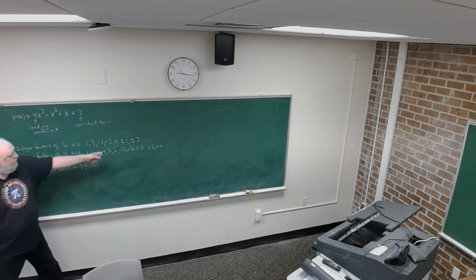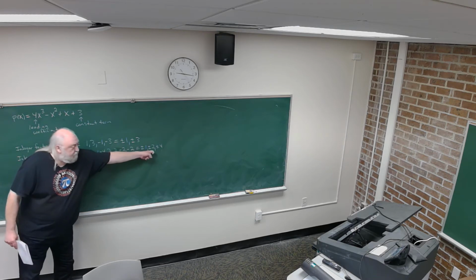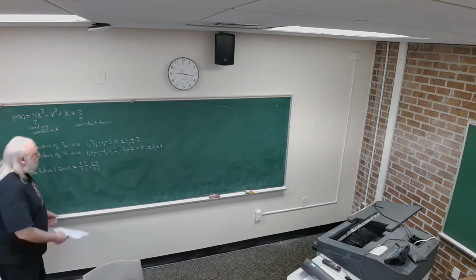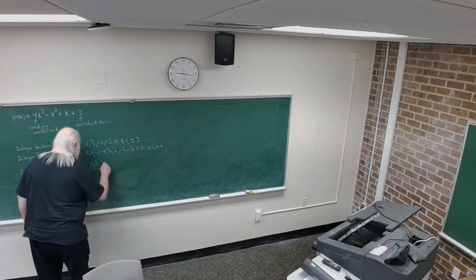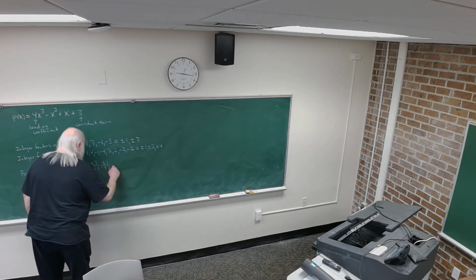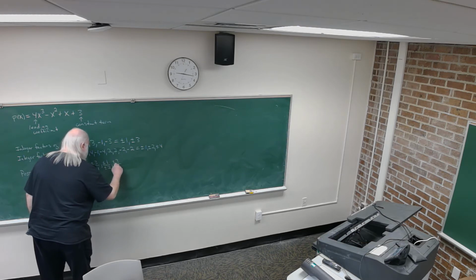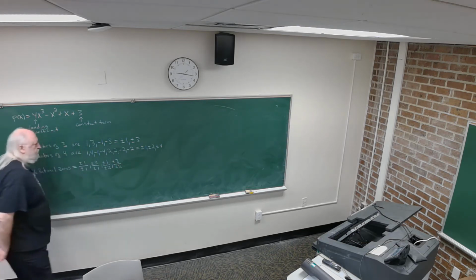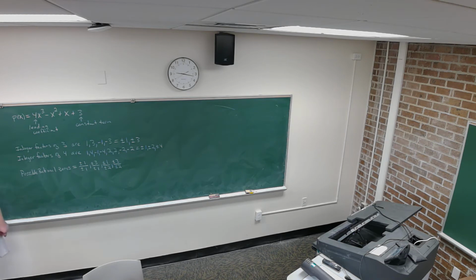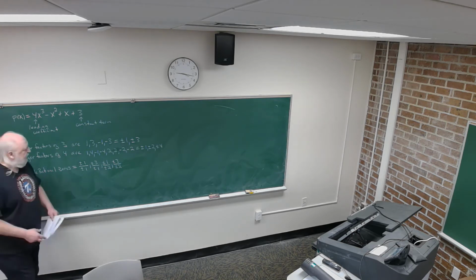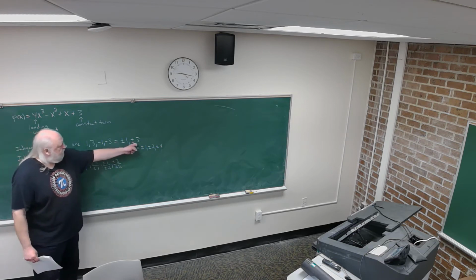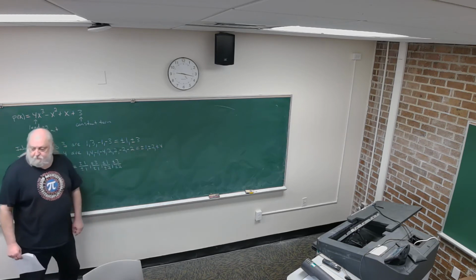And now I got to divide plus and minus 1 and plus and minus 3 by plus and minus 2. You can see a possible rational zeros list is going to have several numbers in it. And then lastly, I got to divide plus and minus 1 and plus and minus 3 by plus and minus 4.